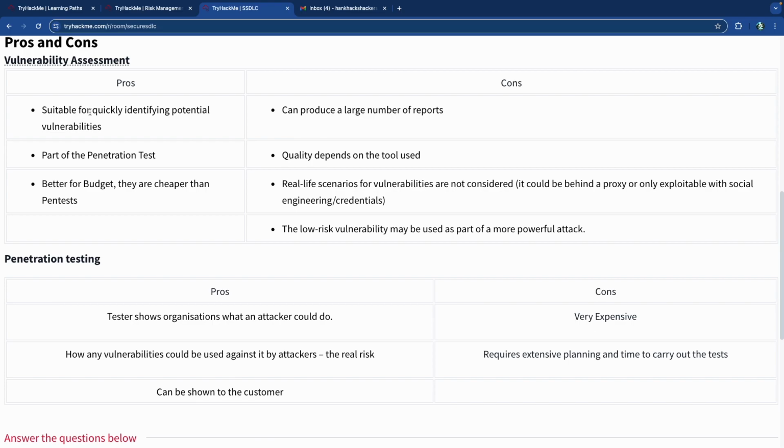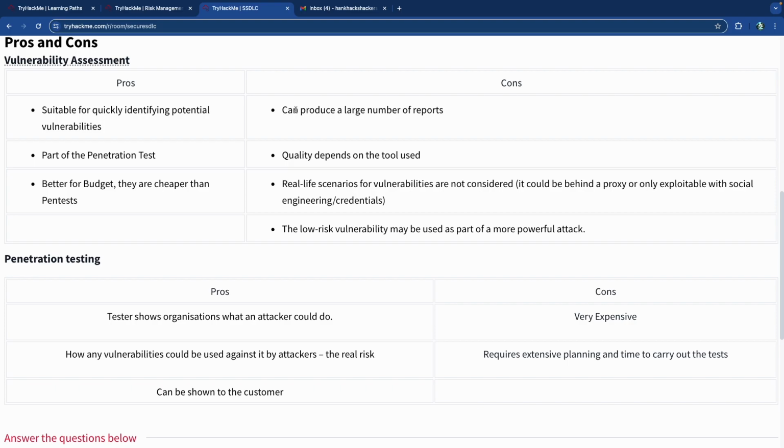So vulnerability assessments, it's quick identifying because you're just running a scanner. It's part of a pen test, so it's literally as if you were going to run the pen test. And if you're limited on a budget, you just run a vulnerability scan and you have an idea of what's going on.